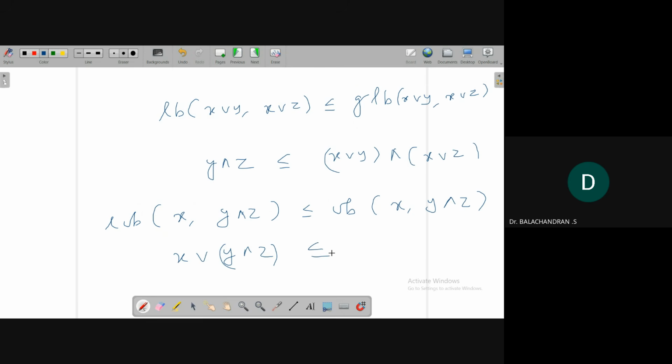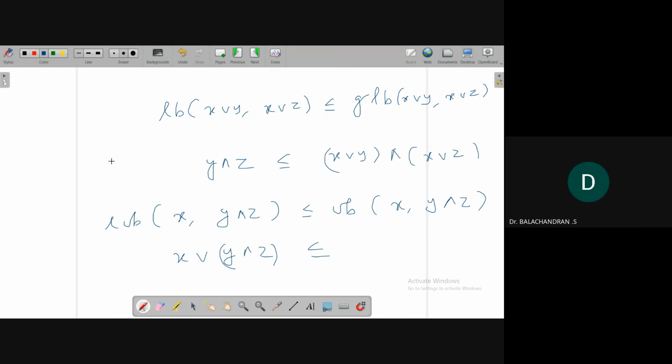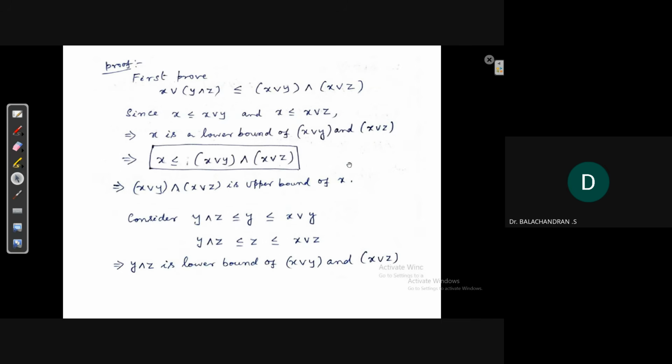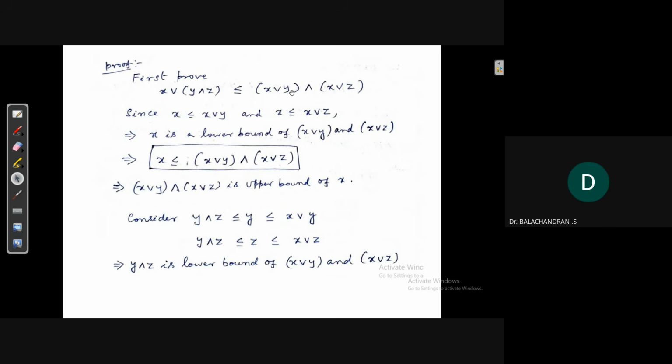less than or equal to. What is the upper bound of these two? The upper bound of these two is what we derived: x or y and x or z. So actually this is nothing but the distributive inequality. So please check it. x or y and z, that is the left side. The right side is x or y and x or z.